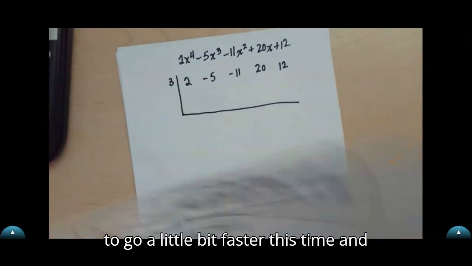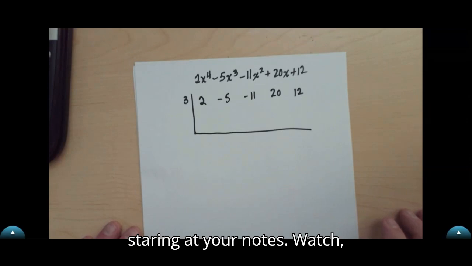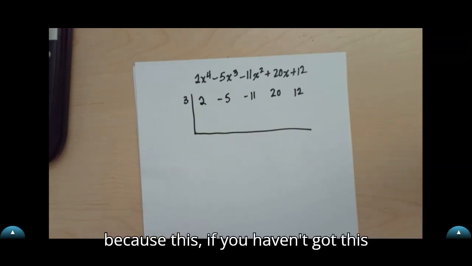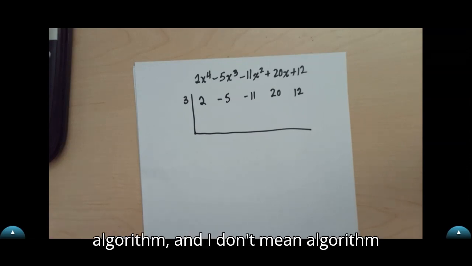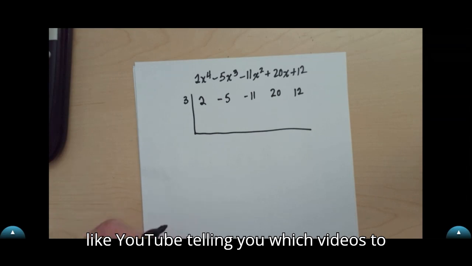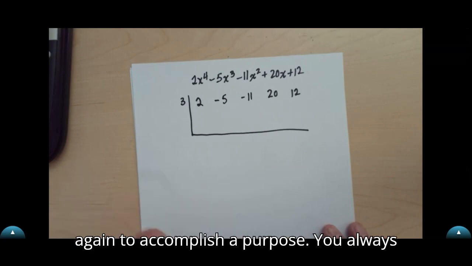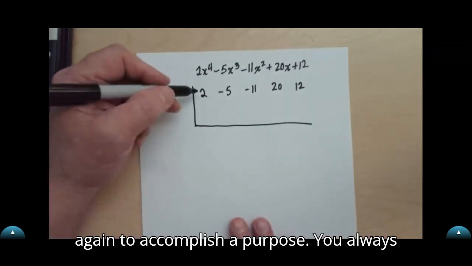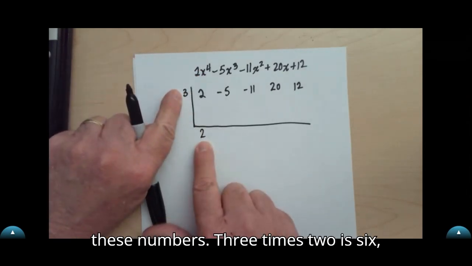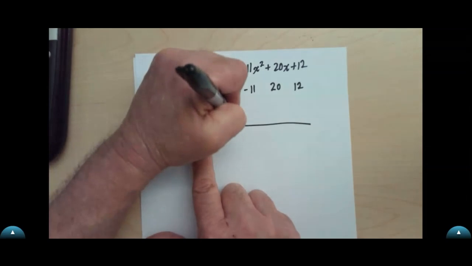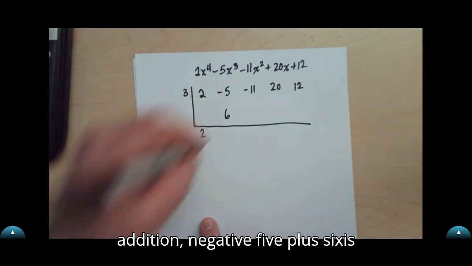I'm going to go a little bit faster this time, and my advice is don't have your head down staring at your notes. Watch, because if you haven't got this figured out yet, this is a simple little algorithm. And I don't mean algorithm like YouTube telling you which videos to watch. An algorithm's a little sequence of steps that you repeat over and over again to accomplish a purpose. You always start, in this case, by bringing this 2 down below the bar. And you multiply these numbers. 3 times 2 is 6. That goes up under the next number. Do addition. Negative 5 plus 6 is 1.